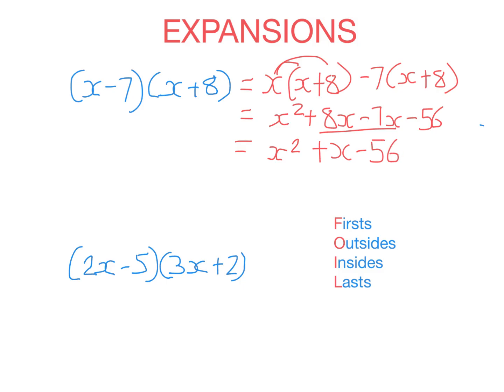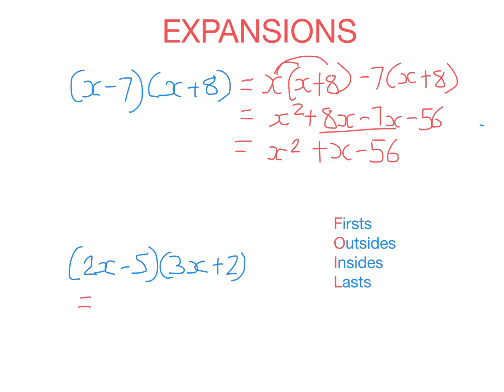So another way you can expand brackets like this is using the FOIL method. If you use FOIL, you're essentially doing the same thing. You're multiplying everything in the first bracket by everything in the second bracket. It's just that FOIL is an acronym that helps you keep track of what you're multiplying by what.